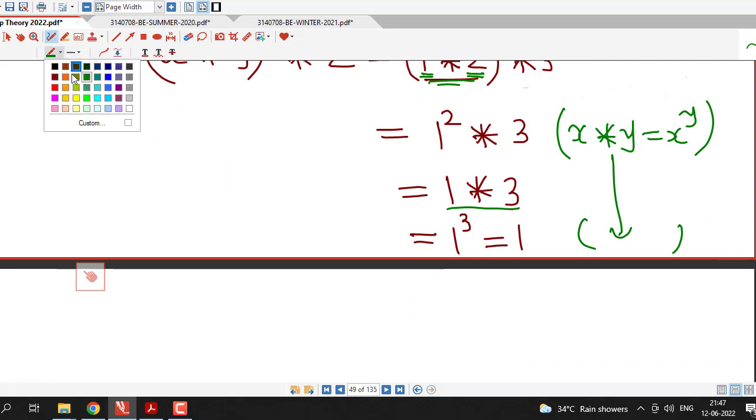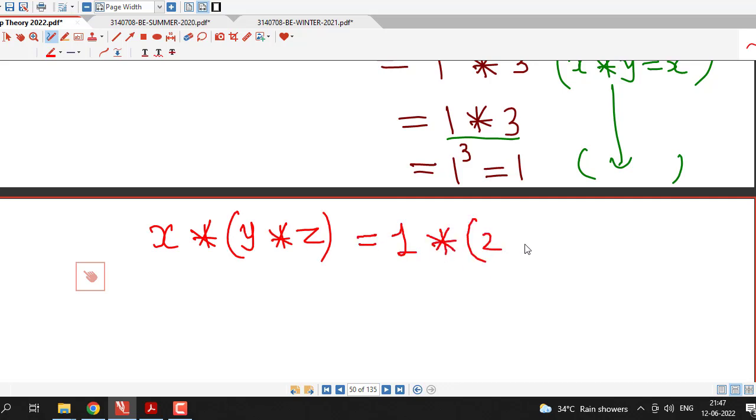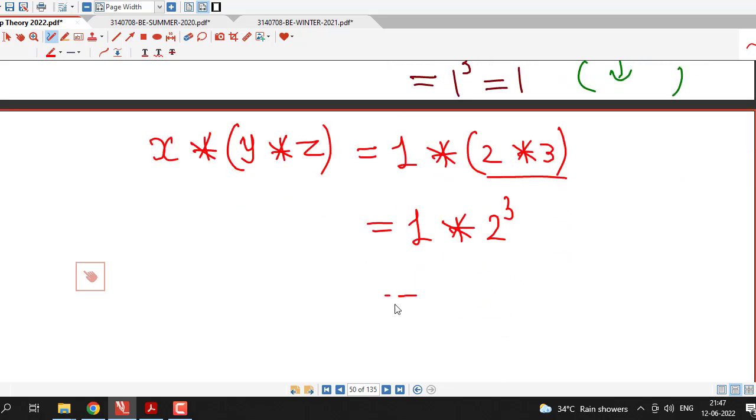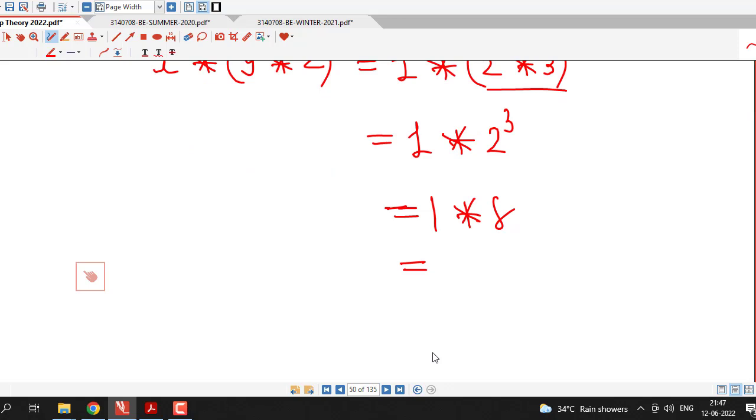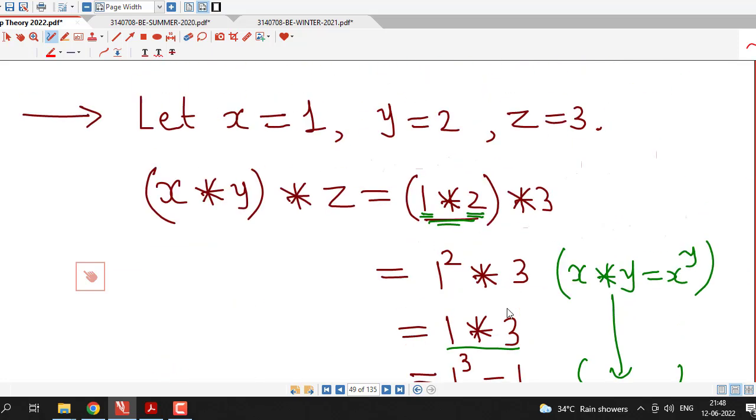Now we obtain the other side and let's see what we obtain. Now we take y and z in the group and we keep x outside: x star (y star z). X is 1, y is 2, z is 3. So first we obtain this 2 star 3. By the definition of the given binary operation, this is 2 raised to 3. 2 raised to 3 is 8, and then again we apply the definition. 1 star 8 is equal to 1 raised to 8, which is 1. So here also we obtain 1. So this choice will not work.